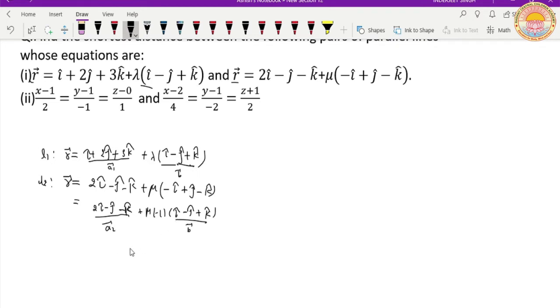So the shortest distance between these two lines L1 and L2 is given by D is equal to the magnitude of vector B cross (vector A2 minus vector A1) upon the magnitude of vector B.